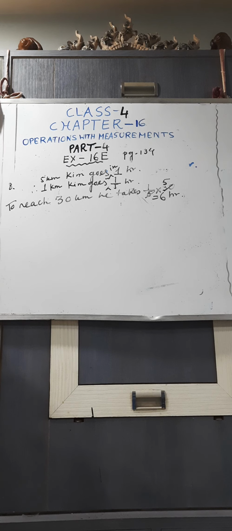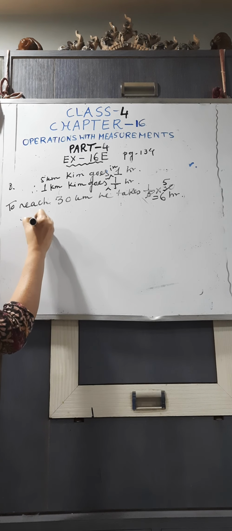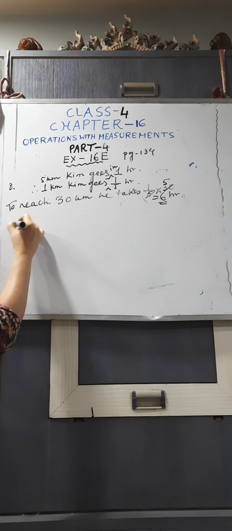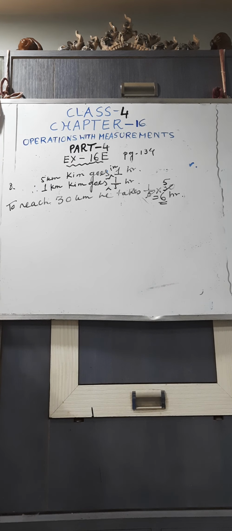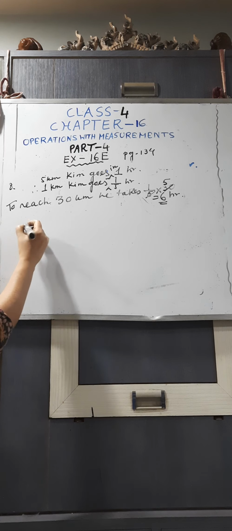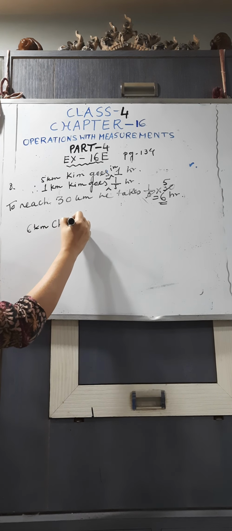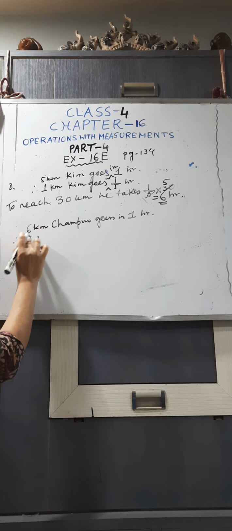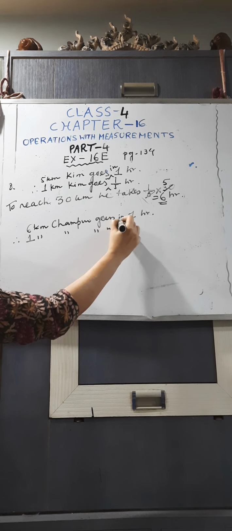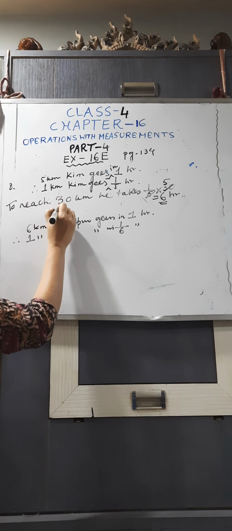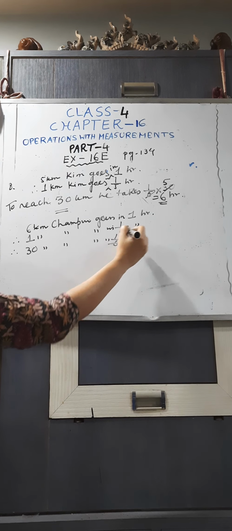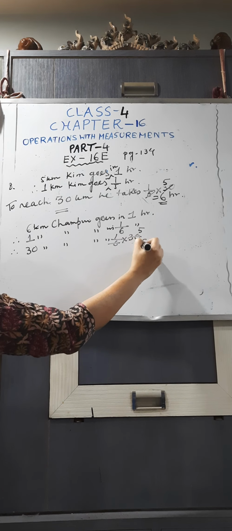So, your question is, at what time will both of them reach their destination. Kim takes 6 hours. Now, the second one is Champu. Champu goes 6 kilometer every hour. Okay. So, 6 kilometer Champu goes in 1 hour. Therefore, 1 kilometer Champu goes in 1 by 6 hour. And the distance is 30 kilometer. Therefore, 30 kilometer Champu goes in 1 by 6 into 30. Same, using the unitary method, we will divide 30 by 6. The answer comes as 5 hours.